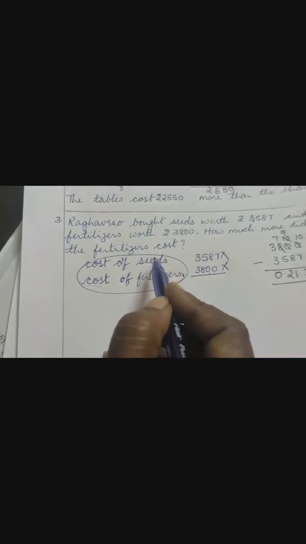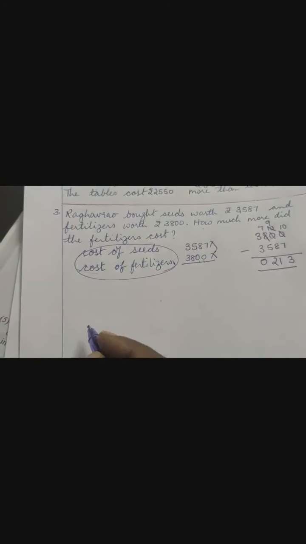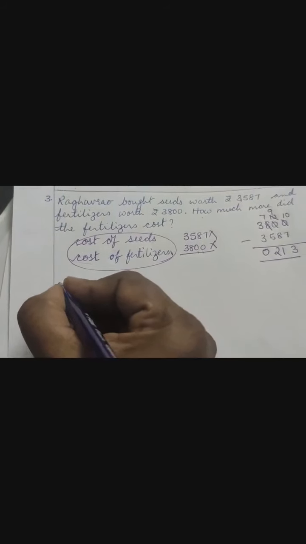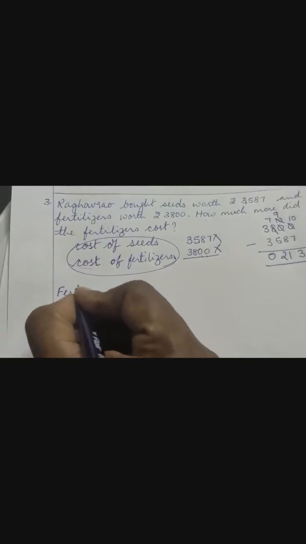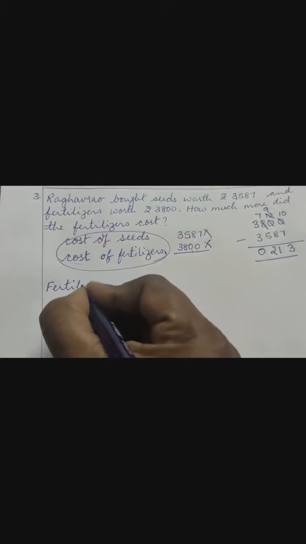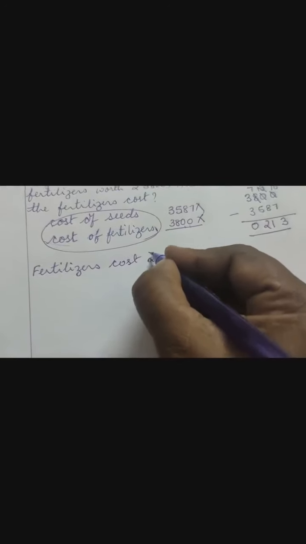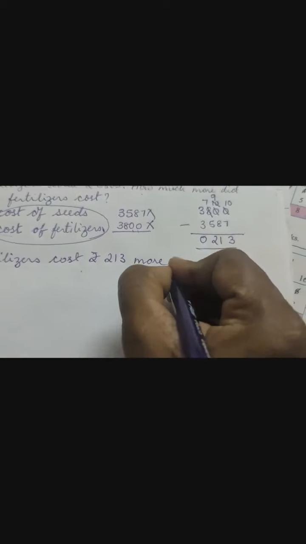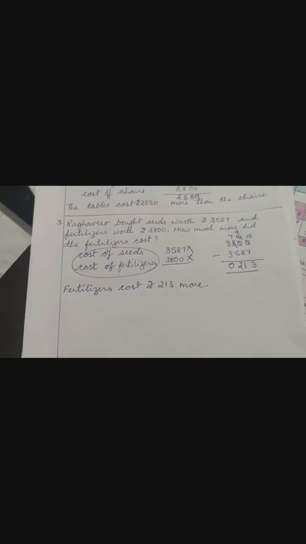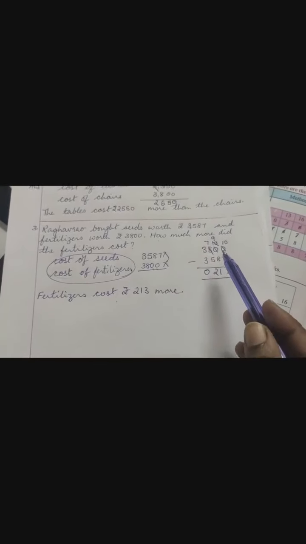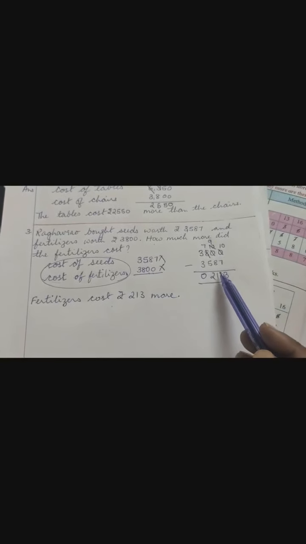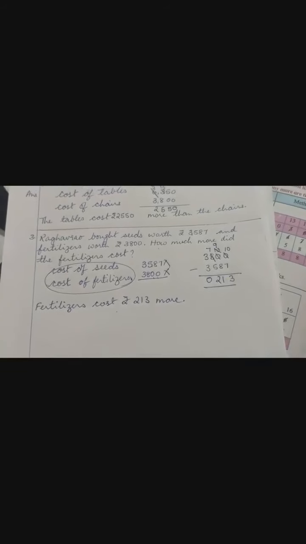So we will write our answer over here. Question is, how much more did the fertilizers cost? So the answer we will write is fertilizers cost rupees 213 more. So remember, always write the big number first and then the smaller number to subtract.